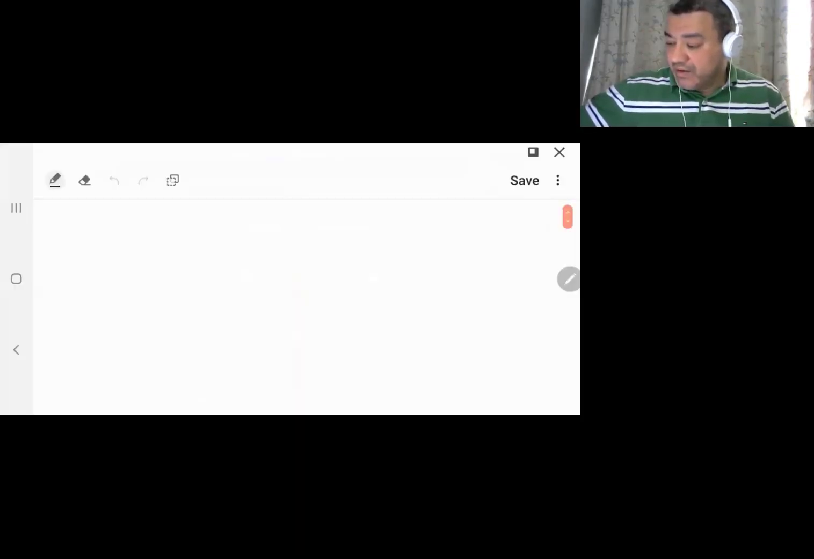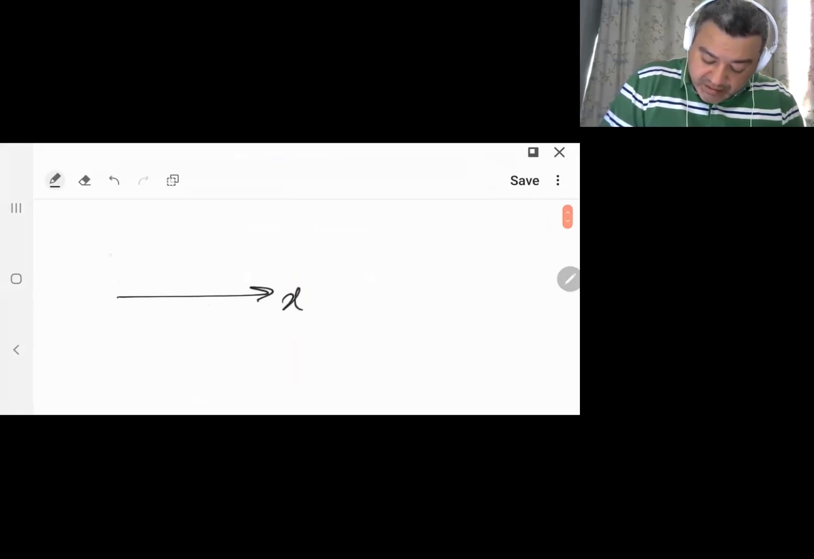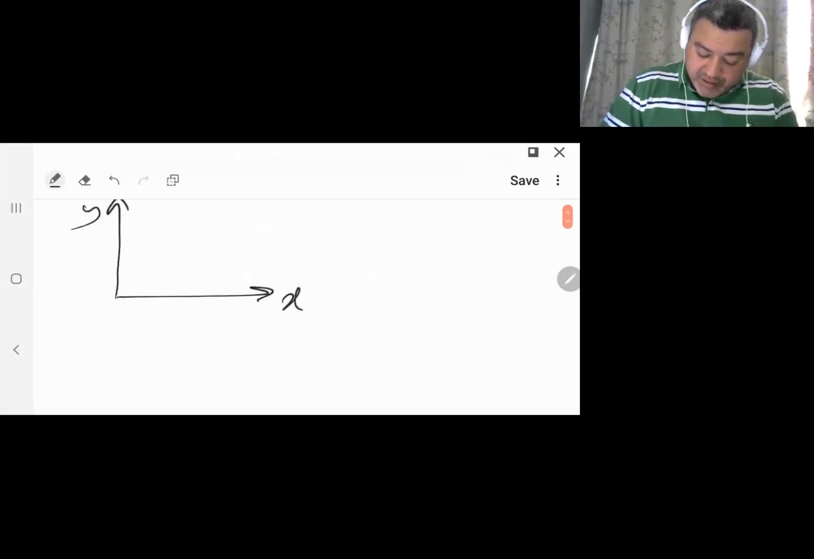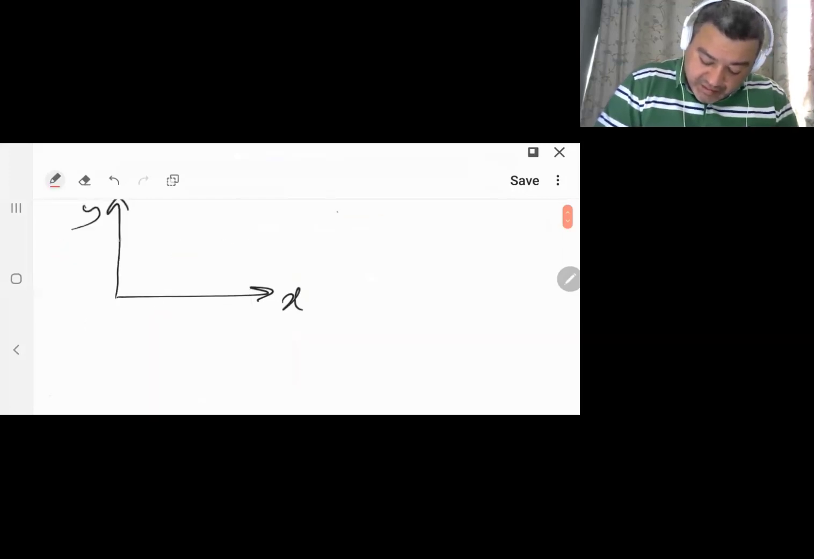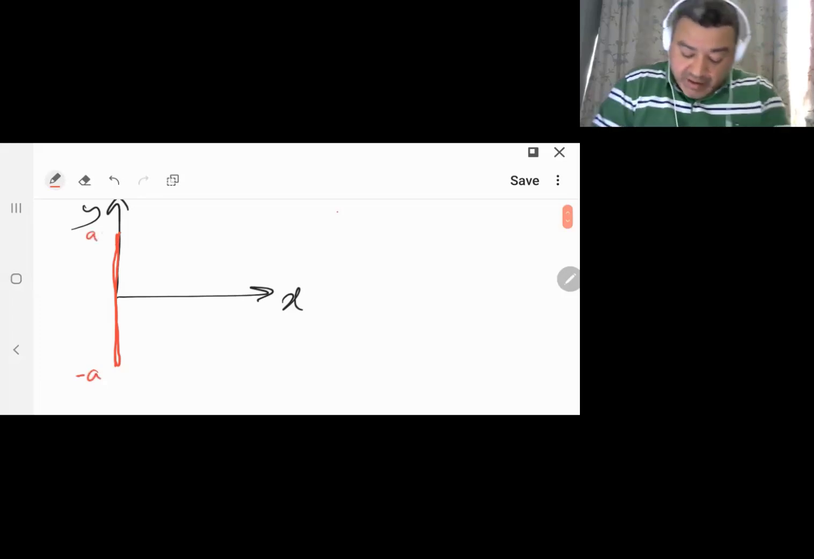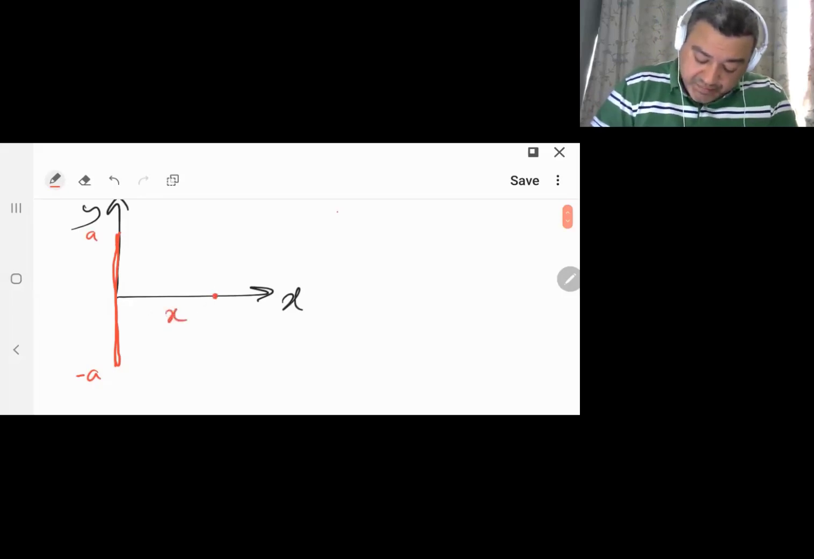We have a line and coordinates. If I have my coordinates as x and y, and my line is being laid on the y axis with a length of 2a, varying from minus a to a, and then my point of observation here is x.